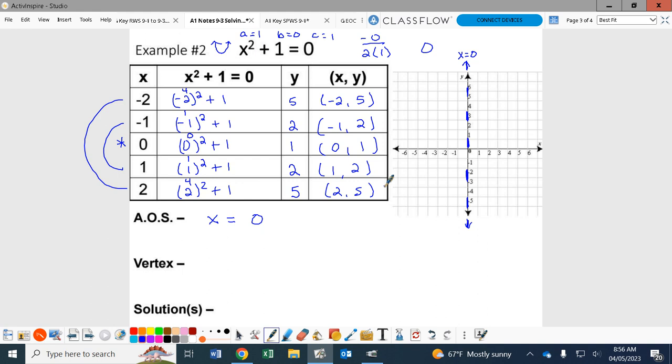Do you notice something about the y's? Do we ever have y equaling 0? That's going to show up in a minute. It's going to help give you your solutions in a minute. We do have our vertex though. Our vertex is going to come from right here because we said that. So this is our vertex point right here at 0, 1.